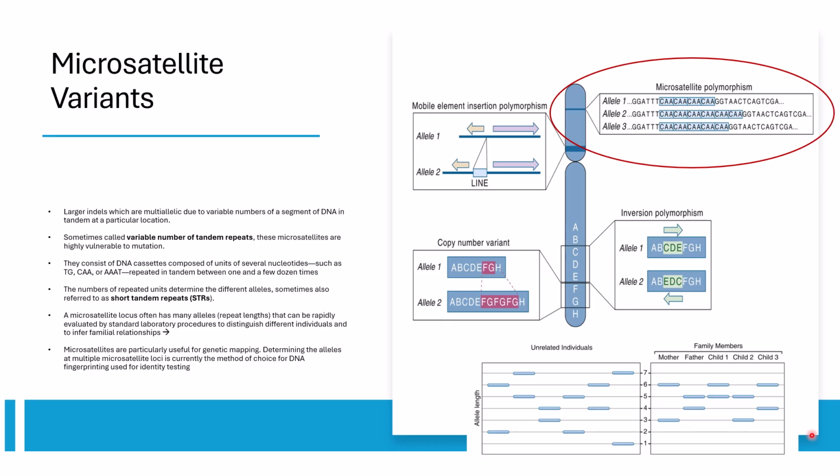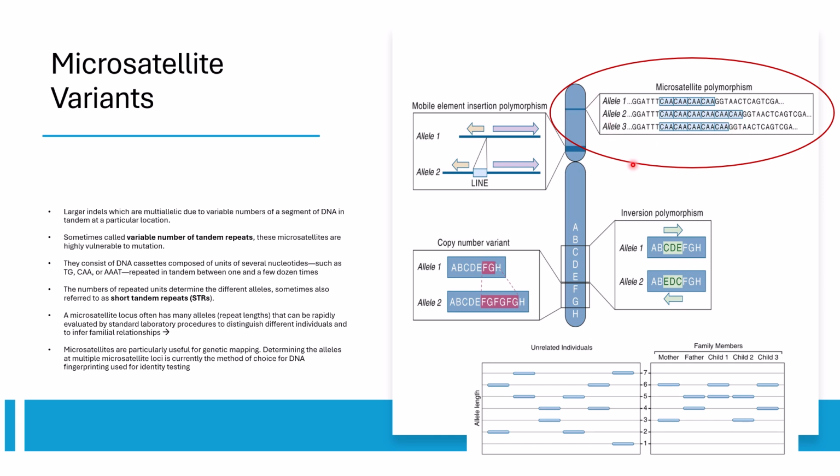So indels happen sometimes at a larger scale, larger than a single nucleotide, in something we call microsatellite variants. These microsatellite variants are larger indels which are usually multi-allelic due to variable numbers of segments of DNA in tandem. That's why they are sometimes called variable number of tandem repeats. These microsatellites are highly vulnerable to mutations. They consist of DNA cassettes composed of units of several nucleotides. This is an example of one of them.